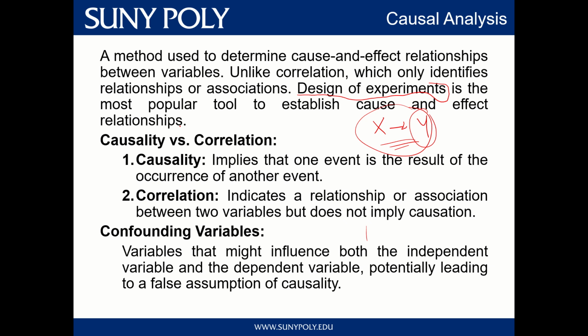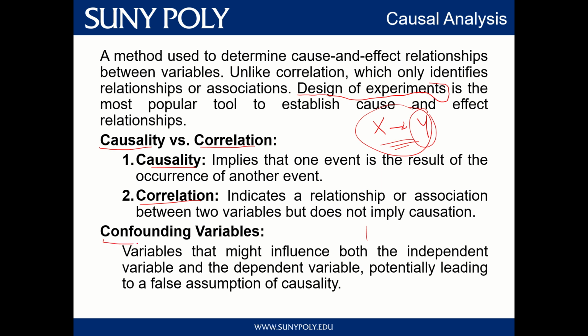Okay, so it is important to make a distinction between causality and correlation. Causality implies that one event is the result of the occurrence of another event. So it's the full certainty that X causes Y. But correlation doesn't mean causation. It's just that they are related, but not necessarily one is causing the other. So in other words, if you have causality, there is correlation, but if you have correlation, you don't have certainty that there is causality.